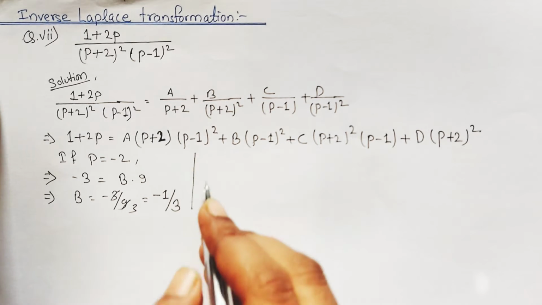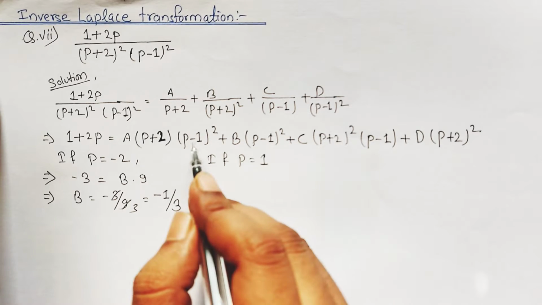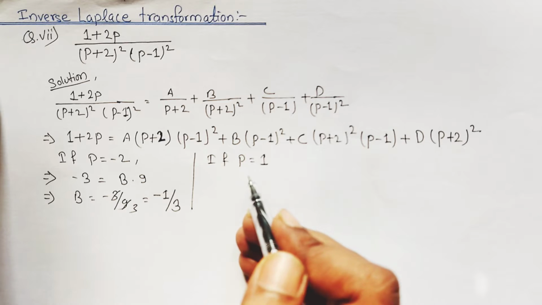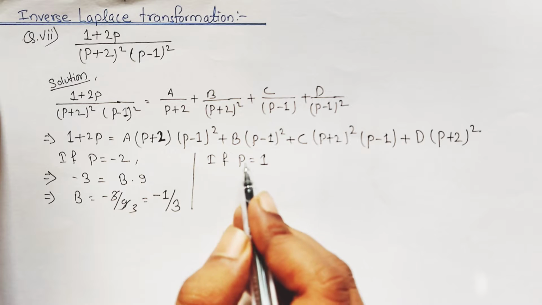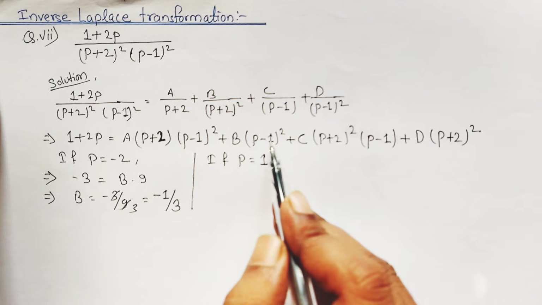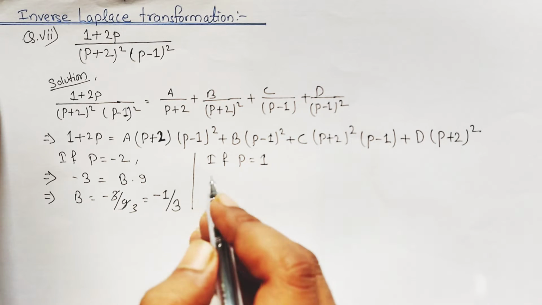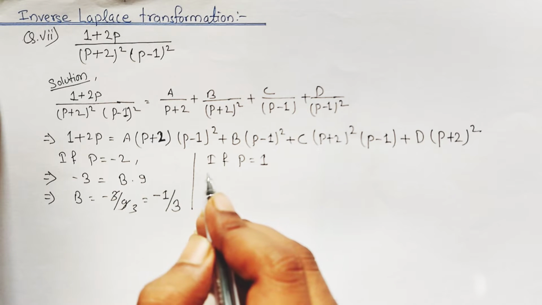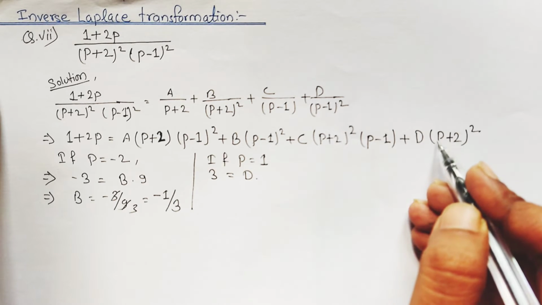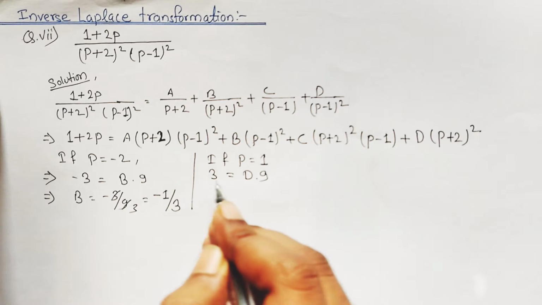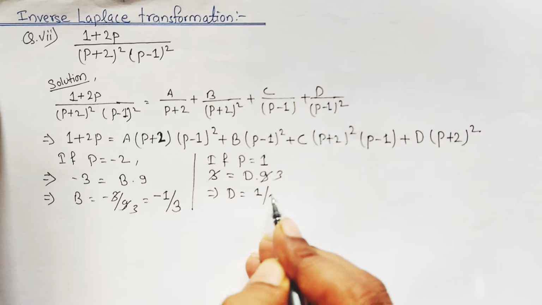Now again, for p - 1 equal to zero I am going to take p equals plus 1, so that we will have the maximum portion 0. On taking p equals 1, the other portions become 0 and we will be able to calculate the value of D. So 1 plus 2 times 1 is 3 equals D times (1 + 2) squared, which is 9. So from here we will have D equals 1 upon 3.